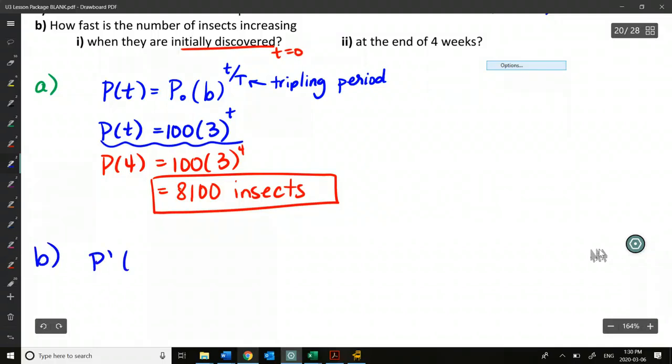p prime at t. What's our derivative with respect to t here? So constant will stay, yes. And then what's the derivative of 3 to some exponent? Ln of the base, so ln of 3 times 3 to the t. Yeah.